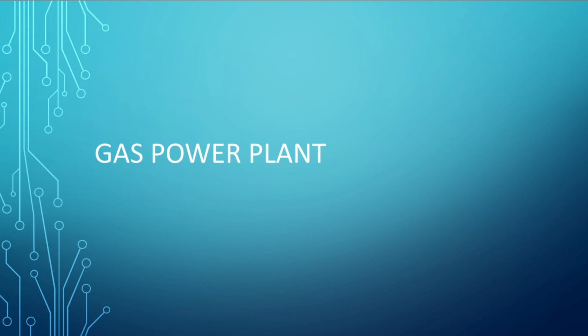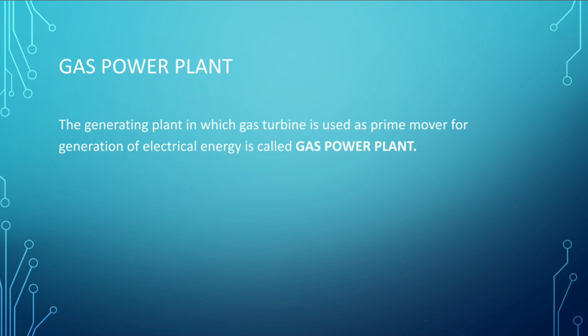Gas power plant. The generating plant in which a gas turbine is used as the prime mover for generation of electrical energy is called a gas power plant. In a gas power plant, air is used as the working fluid.